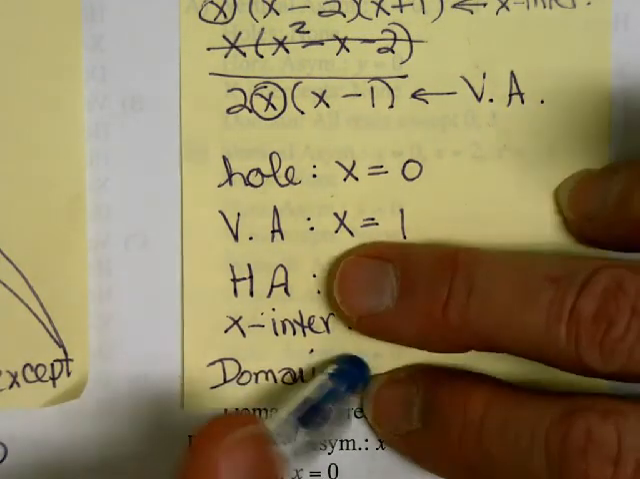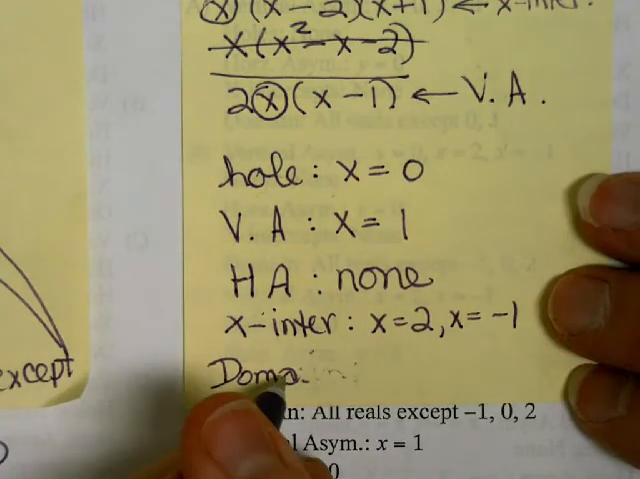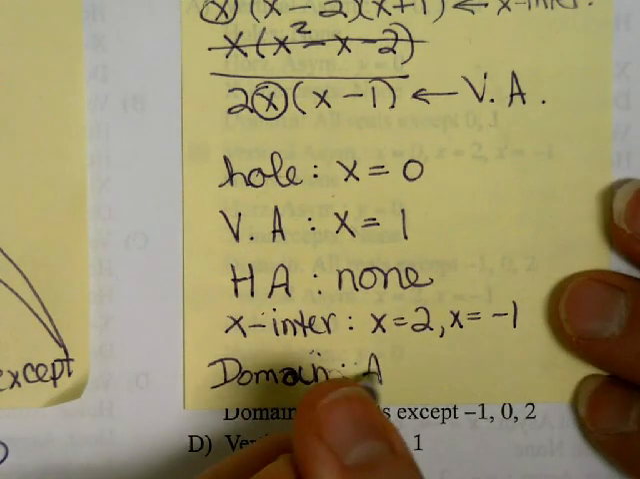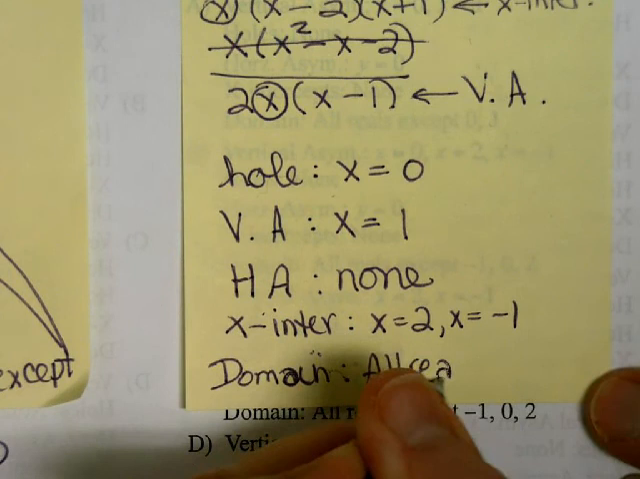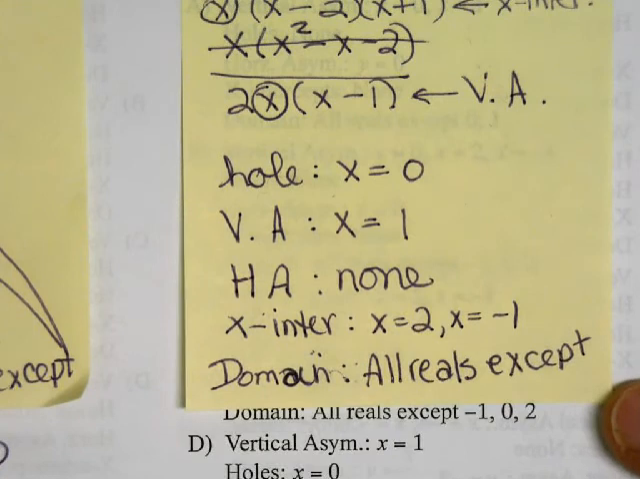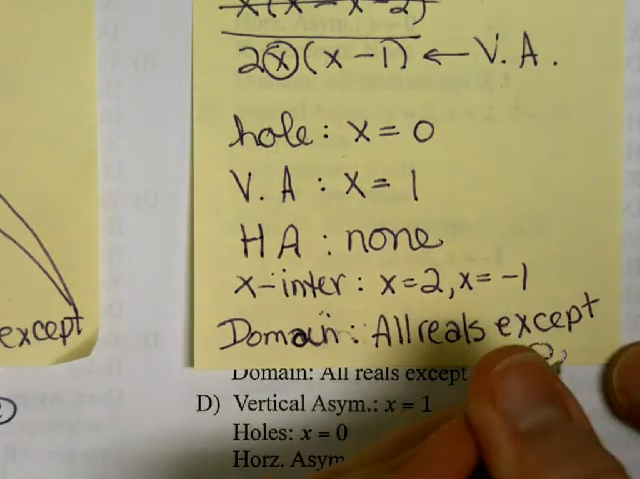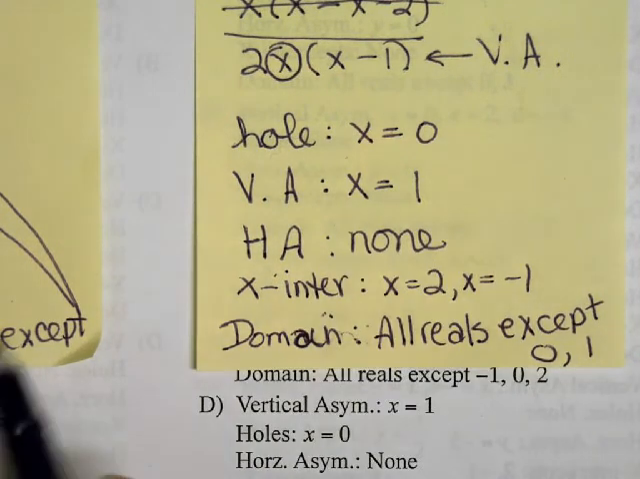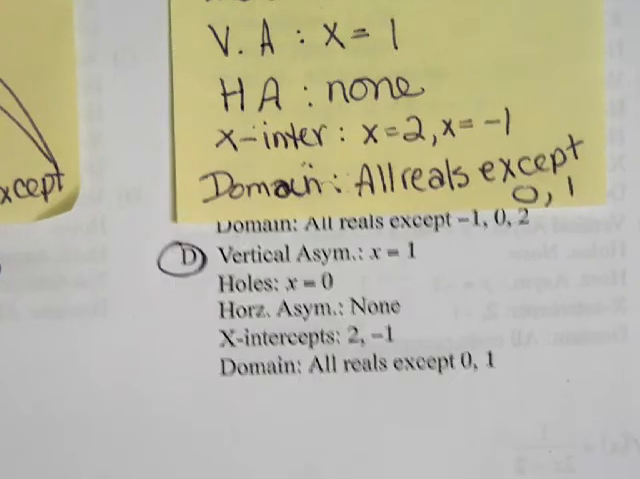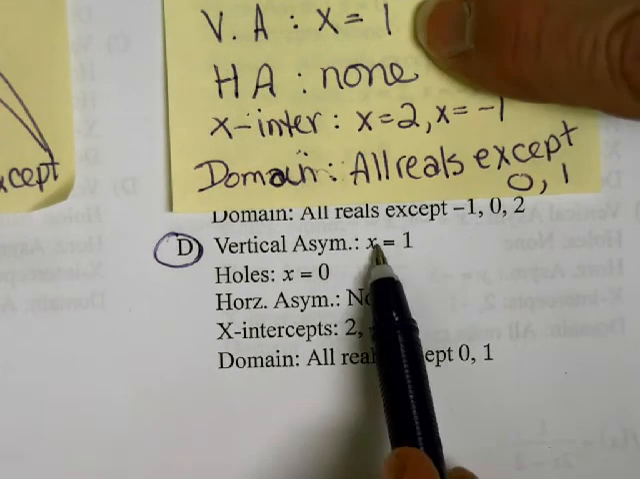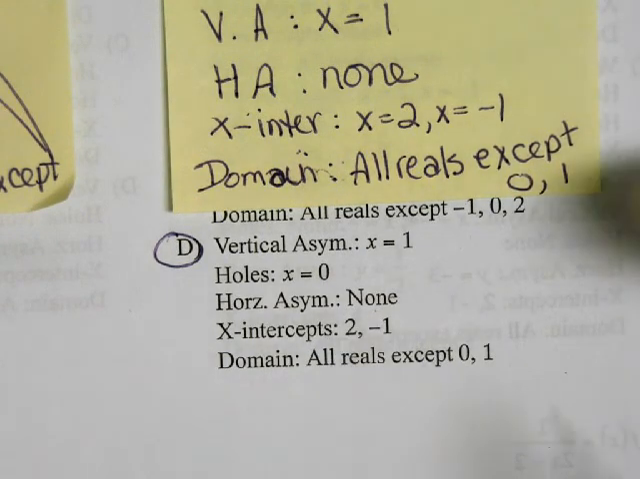Domain. Oh, pickles. Okay, so we're all reals except, I got to leave a little corner on my paper, 0, 1. Because I got them from up here. And you can obviously see it is letter D. Everything matches. Holes, vertical, none, 2, negative 1, 0, 1.